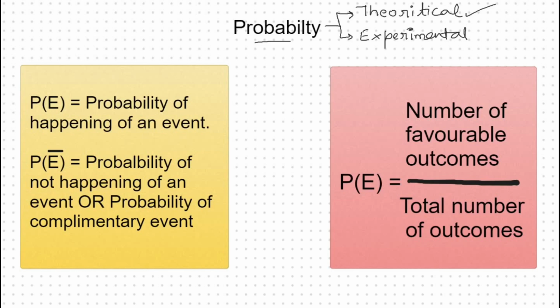Now moving ahead, we will use the representation P(E) for probability of happening of an event, and P(E bar), with a vinculum, for probability of not happening of an event or the probability of a complementary event. Now let's come to the definition of probability of happening of an event. Probability of happening of an event is the ratio of the number of favorable outcomes of an event to the total number of outcomes of that event.